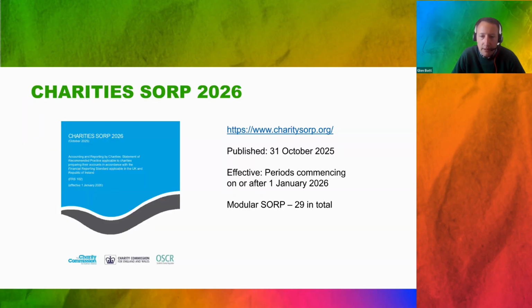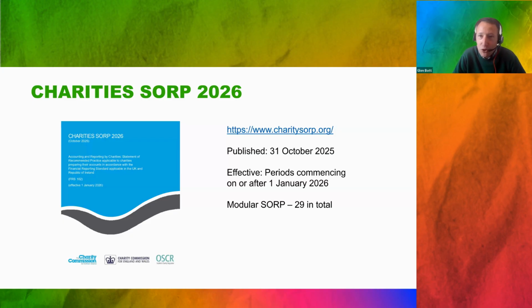So again, for those that weren't here last week, just a very quick reminder. The new charity Sorp was published on the 31st of October 2025, and it will be effective for periods commencing on or after 1st of January 2026. So assuming you have a normal yearly set of accounts, the first accounts that will be under the new Sorp will be the 31st of December 2026.